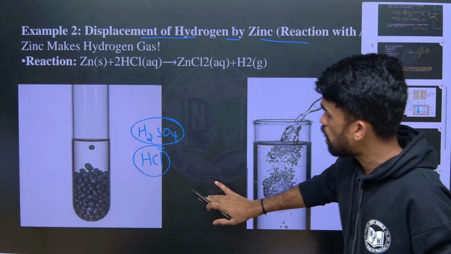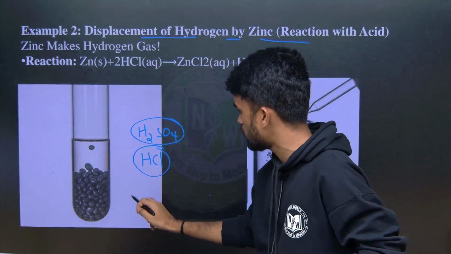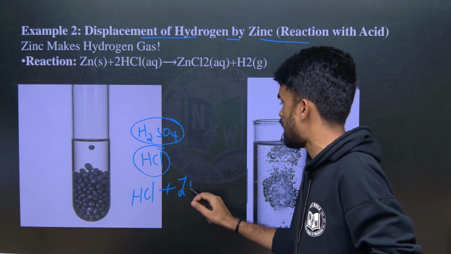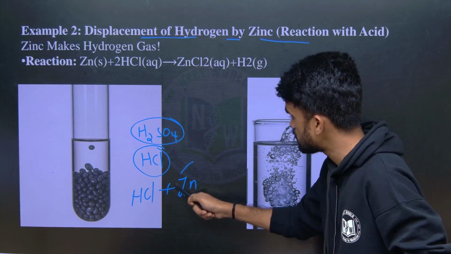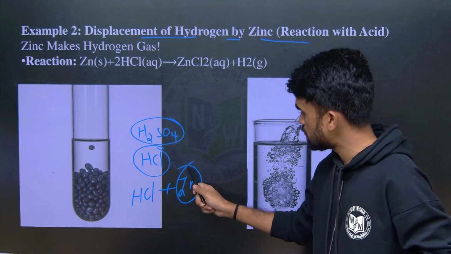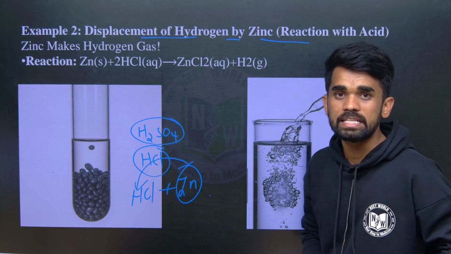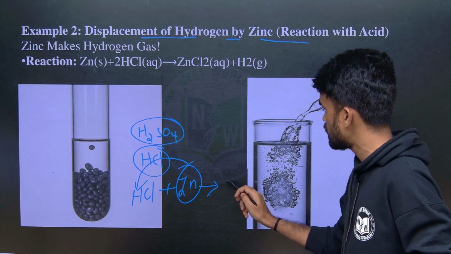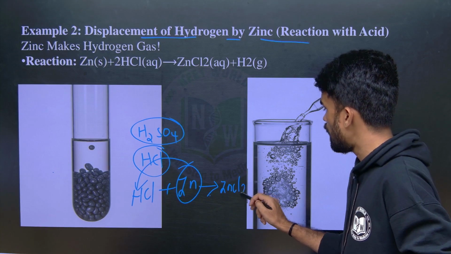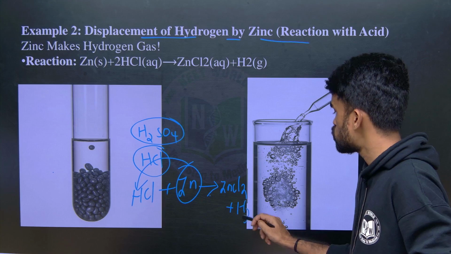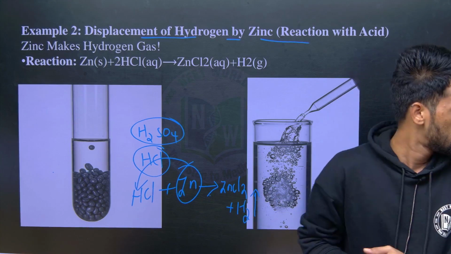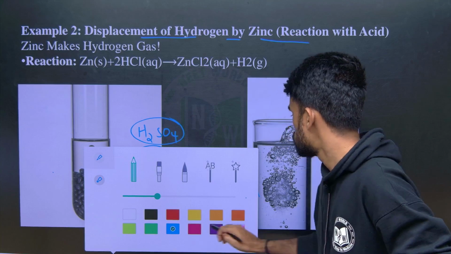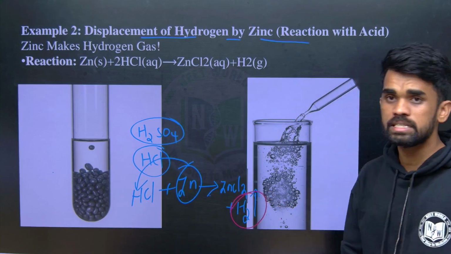Therefore, whenever we add zinc granules to any acid, let us say HCl, what happens? Since zinc is more reactive, this zinc will displace the hydrogen from its solution. So what is the product we are getting? ZnCl2, and H2 gas is liberated in this process. What is the gas liberated here? Hydrogen gas is liberated.